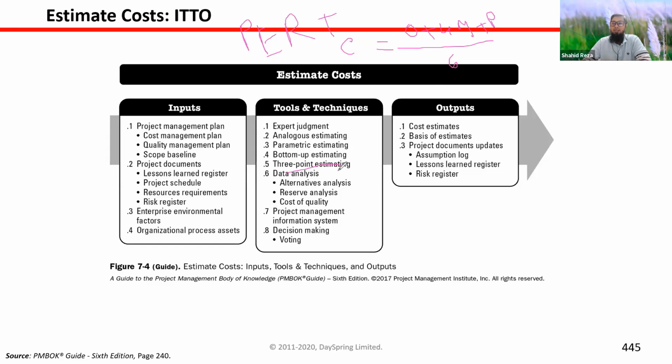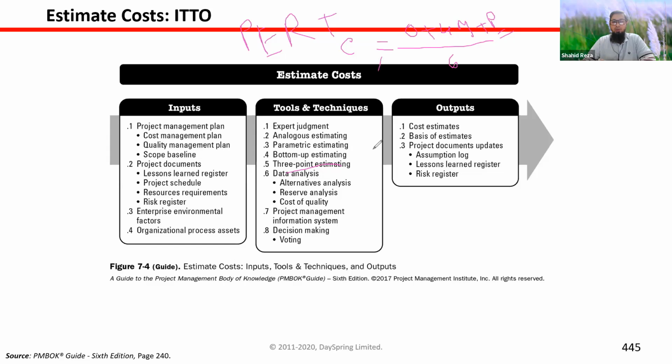So 3-point estimating we have used in duration. At that time we actually say that for a task, how much time we need if everything goes okay, in the best case scenario, how much time we need in the worst case scenario, and in the most likely scenario, how much time generally we need to complete the task.